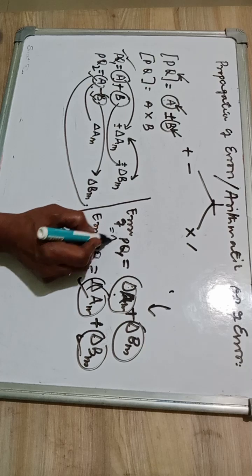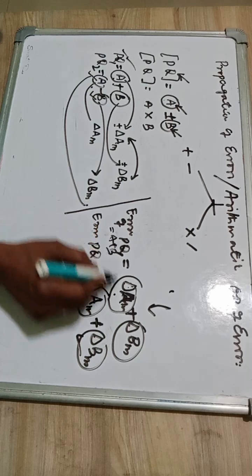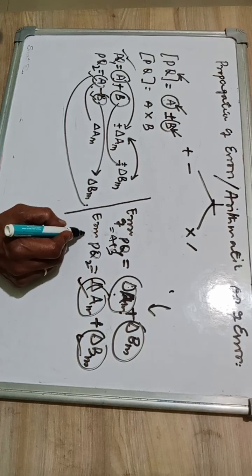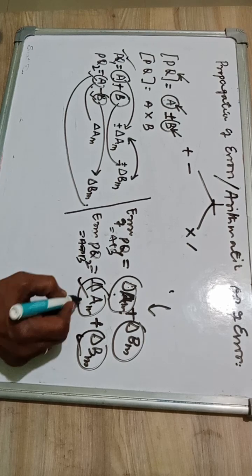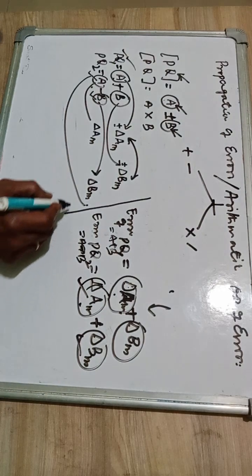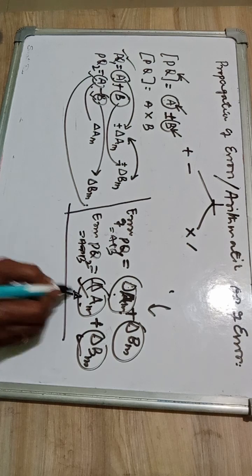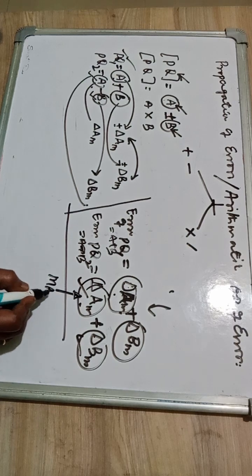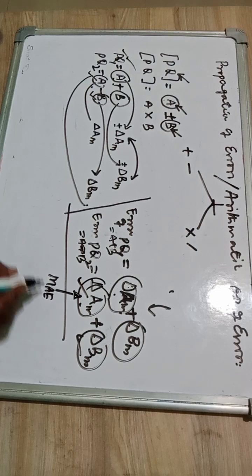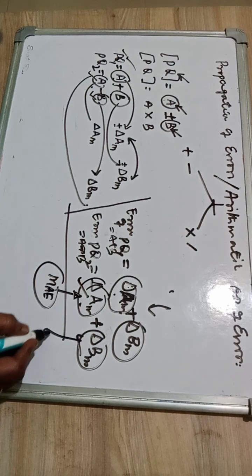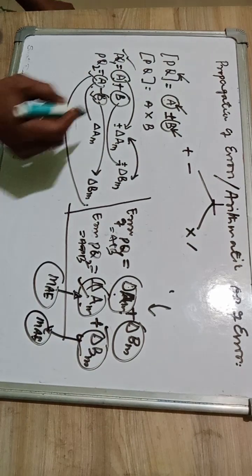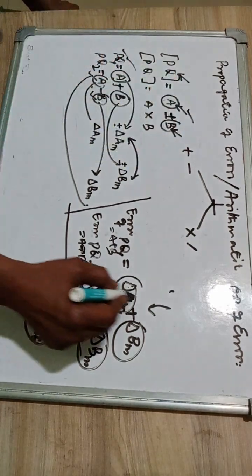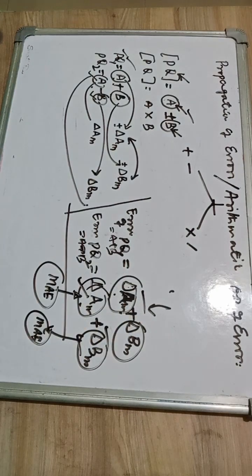Here PQ1 was A plus B, errors were added. Here PQ2 was A minus B, sorry, A minus B, and their errors got added. This error is mean absolute error of A, and this is mean absolute error of B. That means if two quantities are added or subtracted, their mean absolute error will always be added.